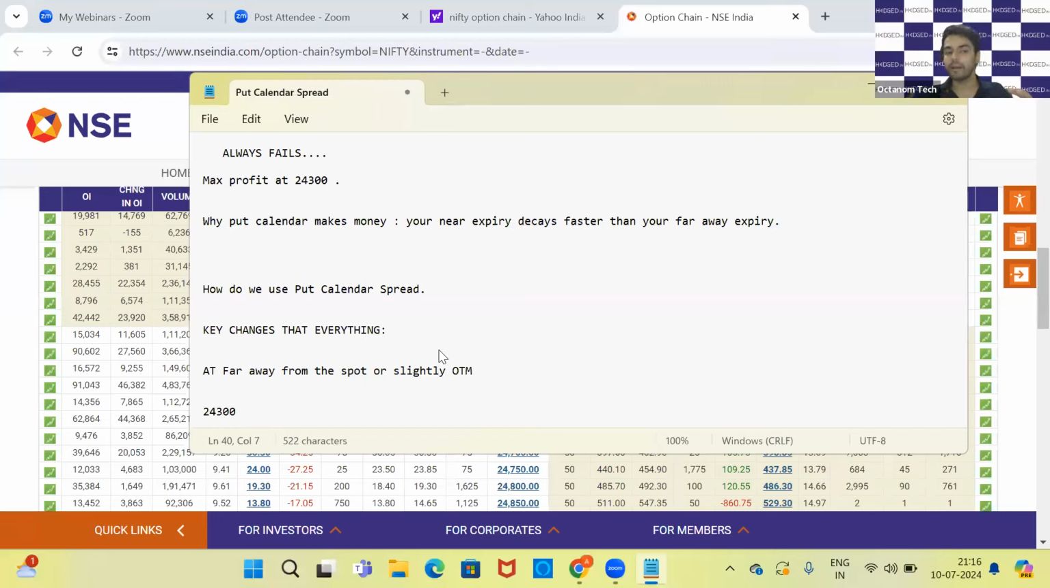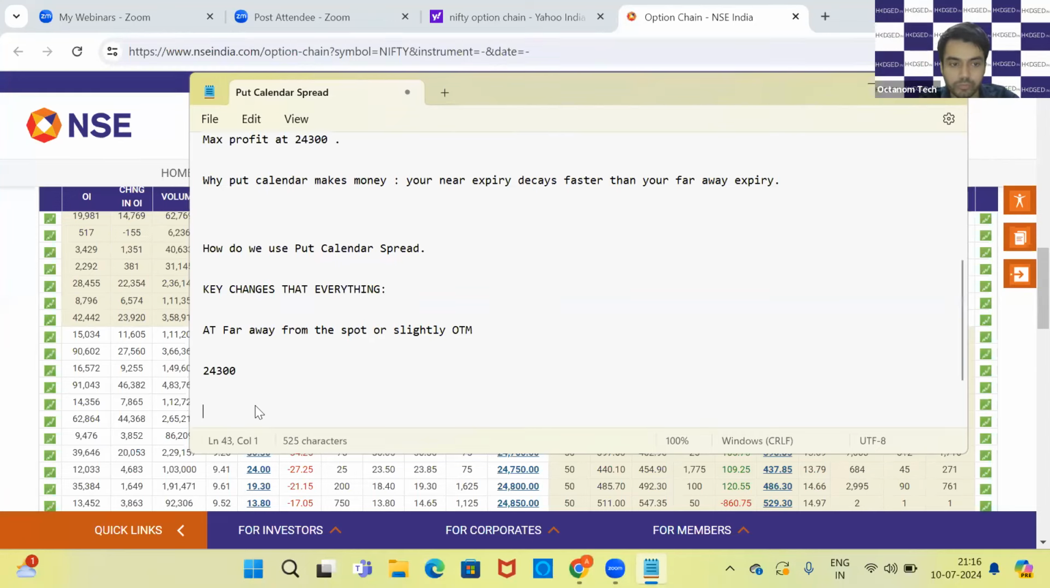And now why is this put calendar spread one of my favorite strategies? Because your initial risk is very low. And if the market starts coming in your favor, the MTM and the maximum profit is really high in it. Plus, you get a lot of chances to evolve the trade to bring the loss even lower than your initial risk. So let's just take an example over here. Right now, Nifty is trading at 24,300. This is the spot price.